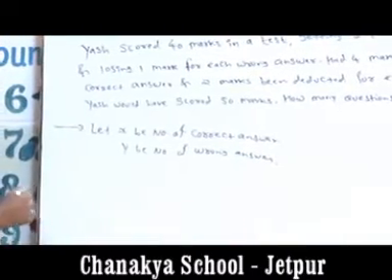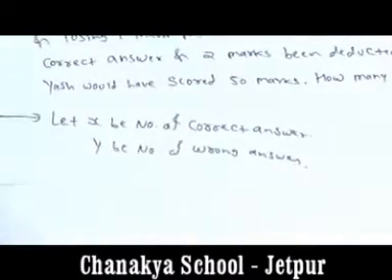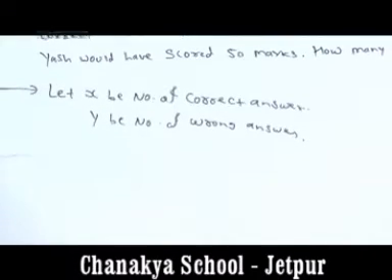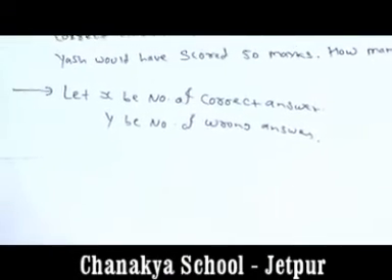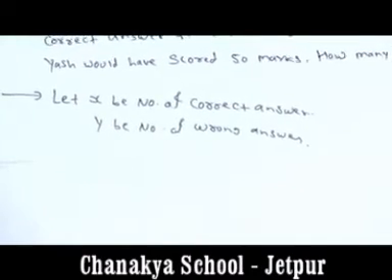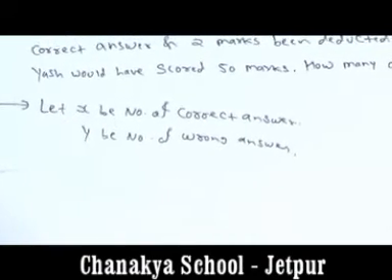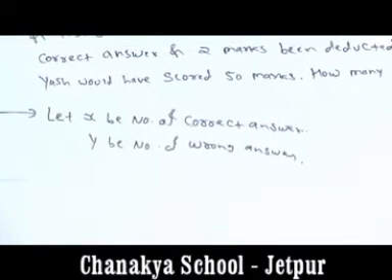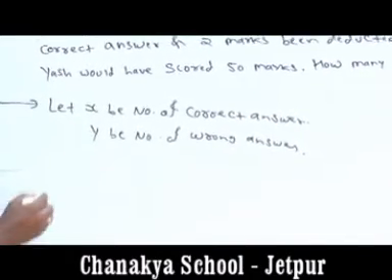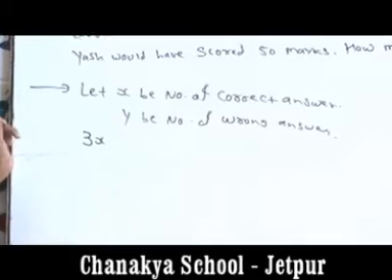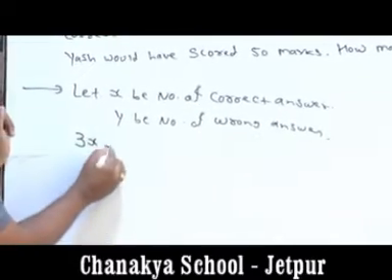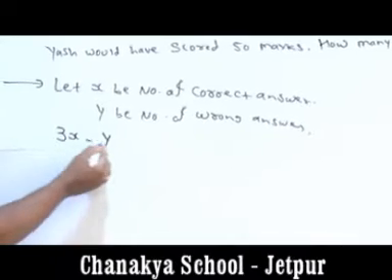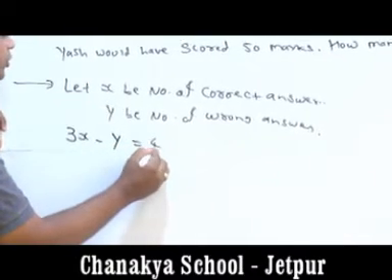Okay, in question it is mentioned that he has scored 40 marks, getting 3 marks for each right answer and losing 1 mark for each wrong answer. Students, it is already given in question that Yash is going to get 3 marks for right answer and losing 1 mark against the wrong answer. Therefore 3 marks for right answer, that is 3x. Losing means we have to subtract 1 mark for wrong answer, that is 1y. 3x minus y equal to 40.